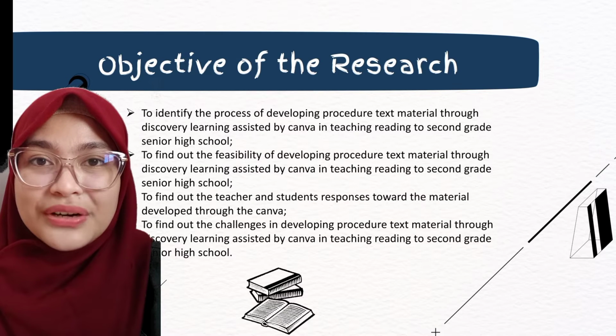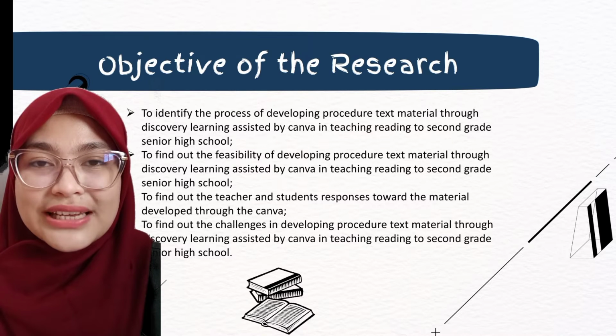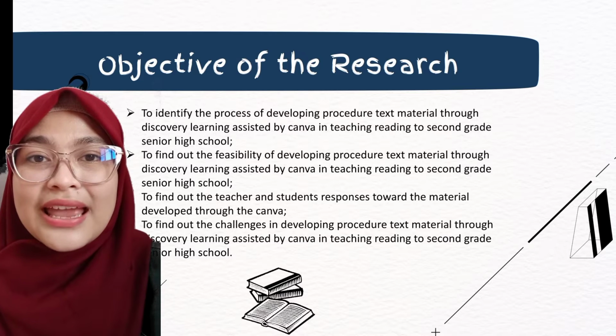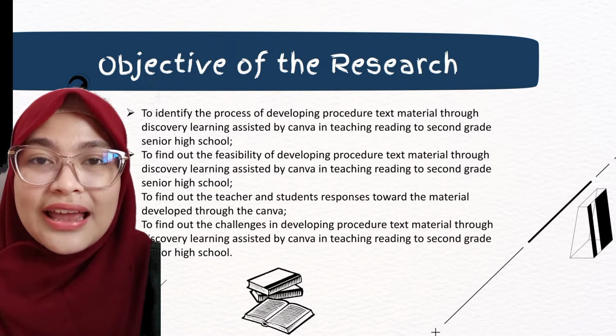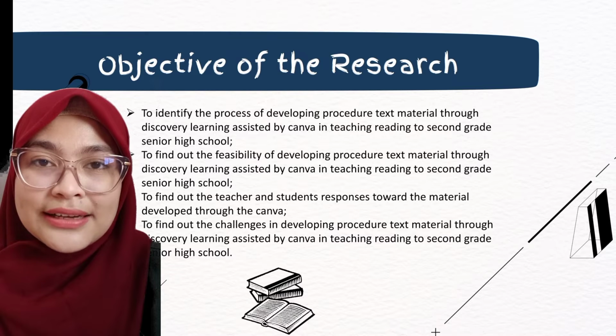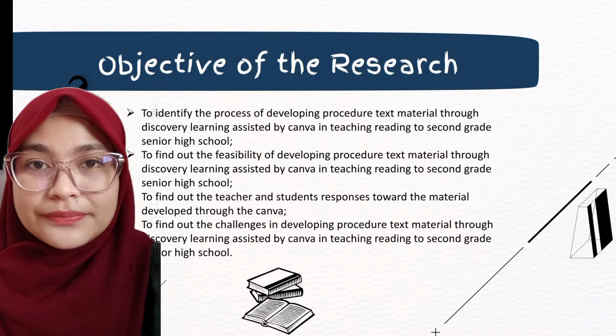Next, the objectives of the research. The first one is to find out the process of developing procedure text materials. The second one is to find out the feasibility. The third one is to find out the teacher and student response. And the last one is to find out the challenges.